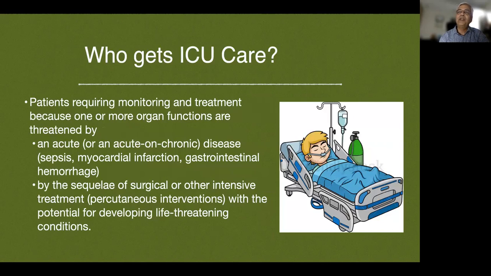Who are the people who need ICU care? People who require monitoring and treatment for one or more organ functions which are threatened by an acute disease. It can also be an acute or chronic disease. And what are the common diseases which you see in intensive care? You see patients of sepsis, myocardial infarction, gastrointestinal hemorrhage, and also you may see patients who are being monitored and managed as a sequelae of surgery, or maybe some intensive interventional procedure like angioplasty or a life-threatening surgery like the CABG.